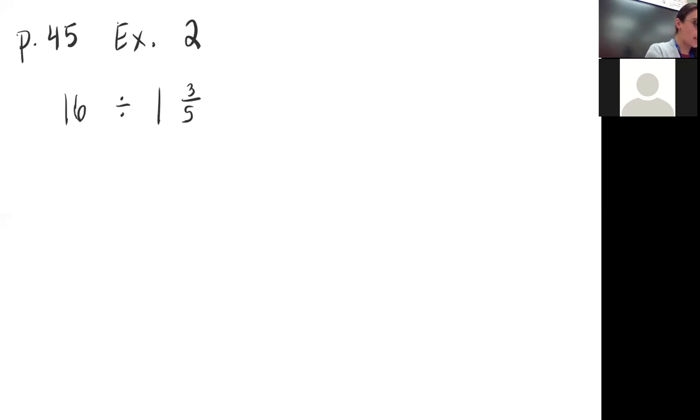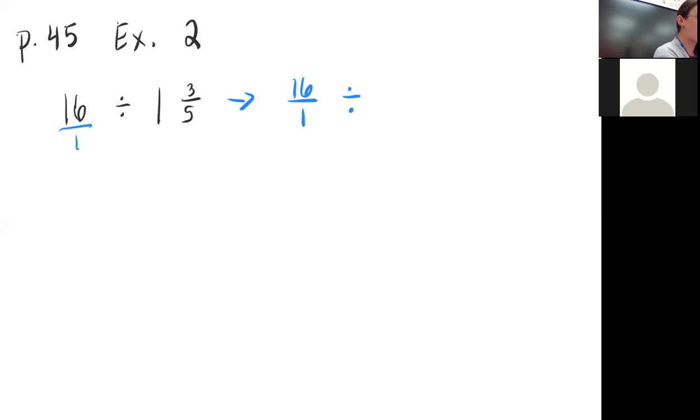For the whole number, that's easier. We just put it over 1, okay? I'm also going to put an arrow over here. So this is what we're changing it to be. So we've got 16 over 1, and we're going to be dividing that by, so we need to make 1 3/5 into an improper fraction.